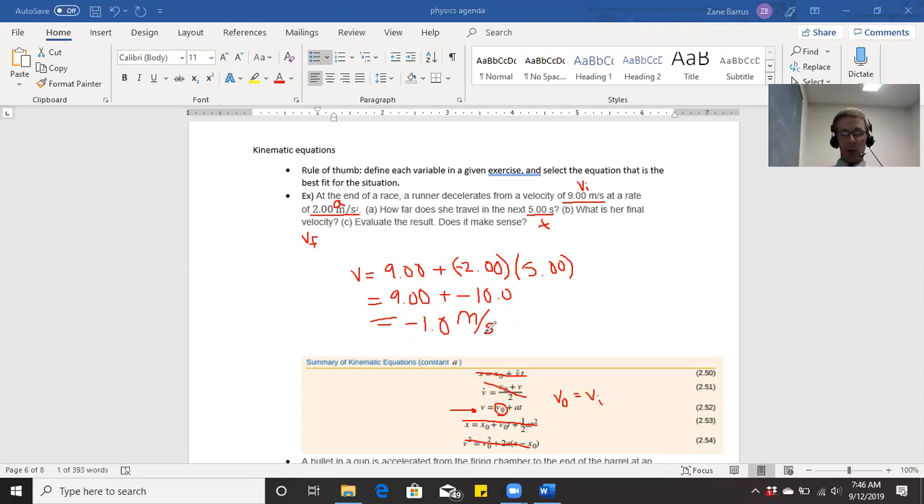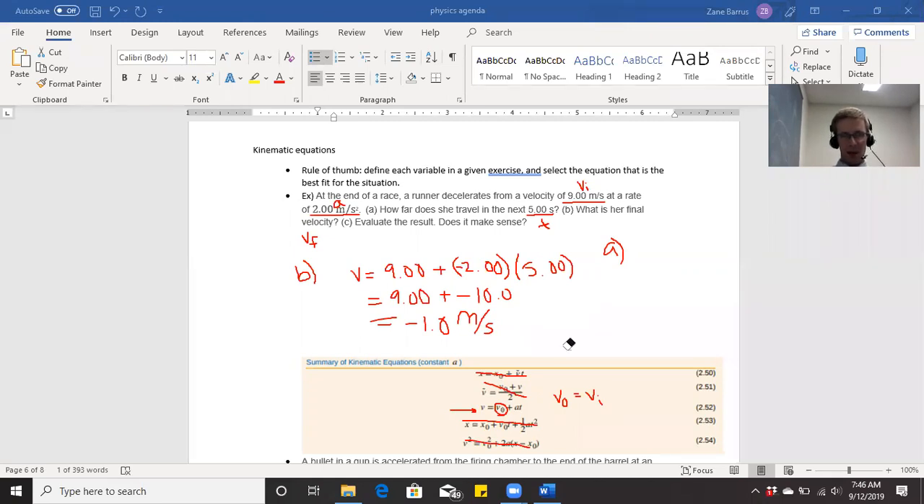Let's move on to part B. What is her final velocity? Oh, sorry. We already did part B. We just figured out her final velocity. What we should have done in part A, how far does she travel? So I'm a little out of order here. Sorry about that. Getting ahead of myself. We just did part B. We should have done part A. Okay, well, I'll just do things out of order. So let's go back to part A. How far does she travel in the next 5 seconds?